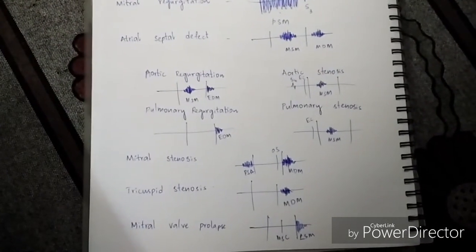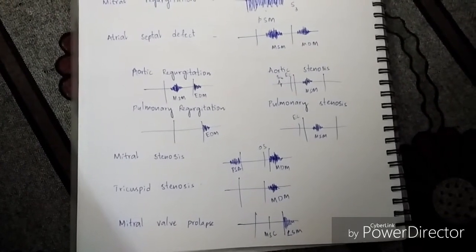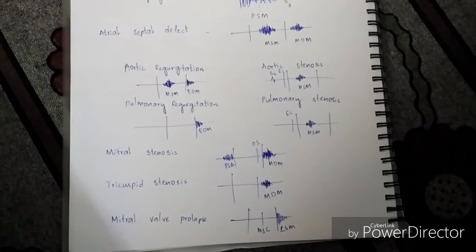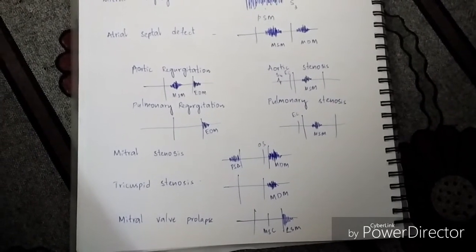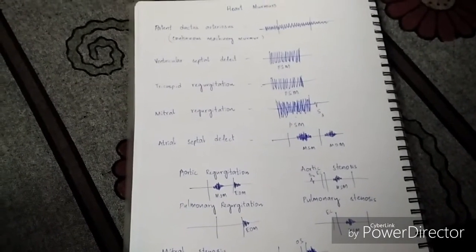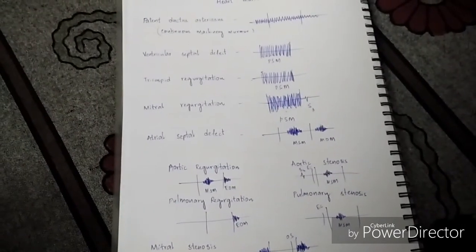Mitral stenosis and tricuspid stenosis, they take MDM from the ASD, and there will be two special things in mitral stenosis. One is opening snap and one is presystolic accentuation. In mitral valve prolapse, we have mid-systolic click and late systolic murmur. You cannot take a chance and forget this. This is a very important topic, and you do anything, but you have to learn these things.